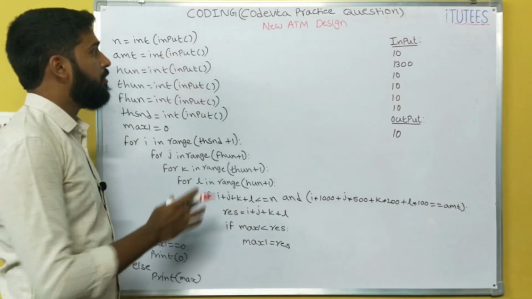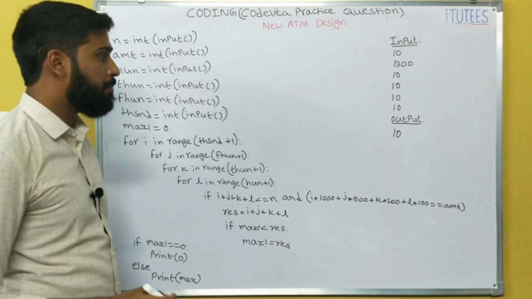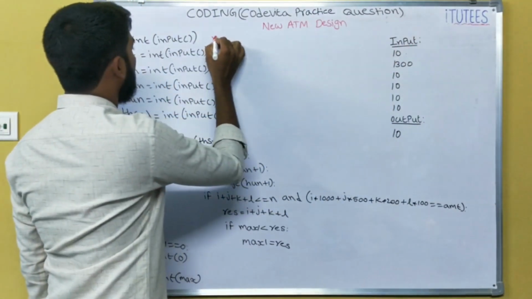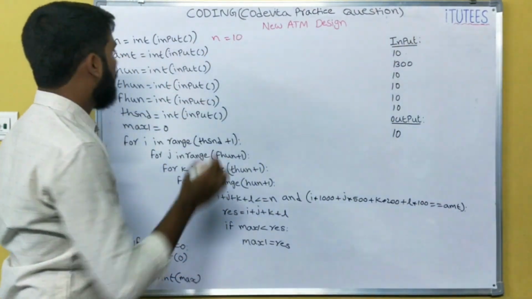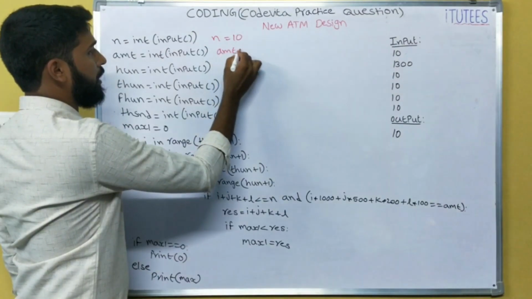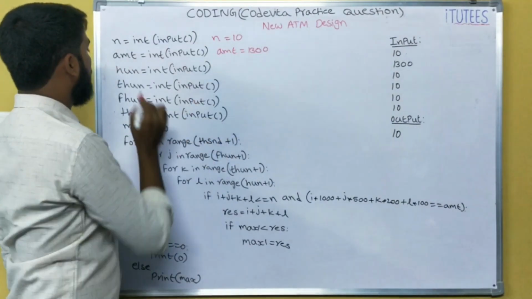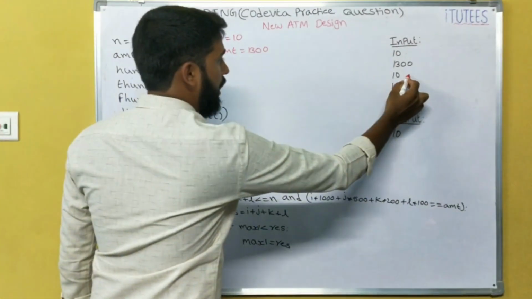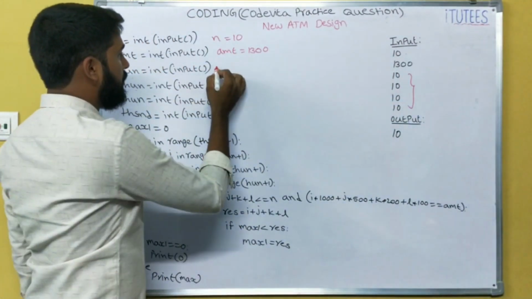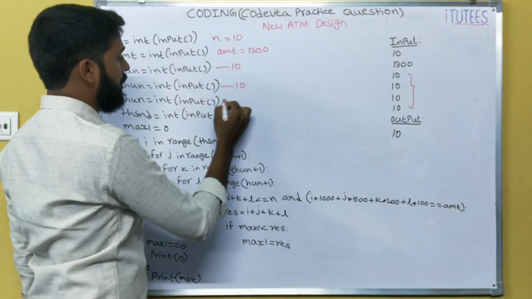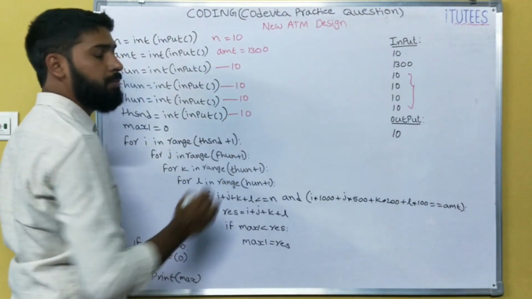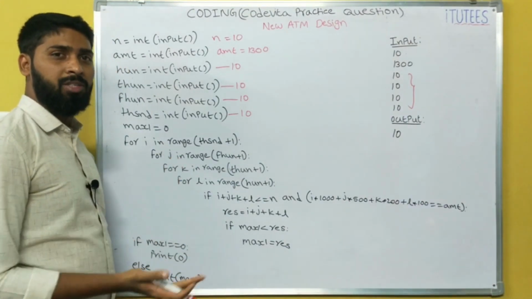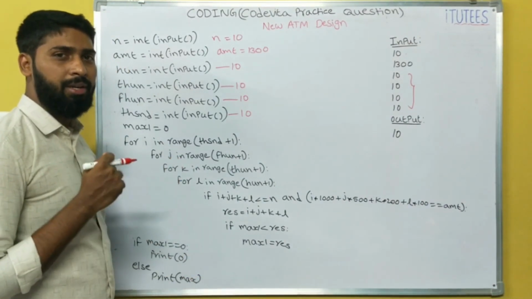Now we can see how to solve this new ATM design problem. The input N equals 10, the amount equals 1300, and next 100, 200, 500 and 1000, the available notes in the ATM, with counts 10, 10, 10, 10. So what is the question? We are going to find the maximum number of notes we can withdraw from the ATM.